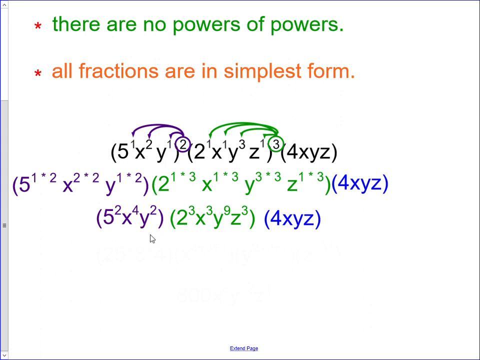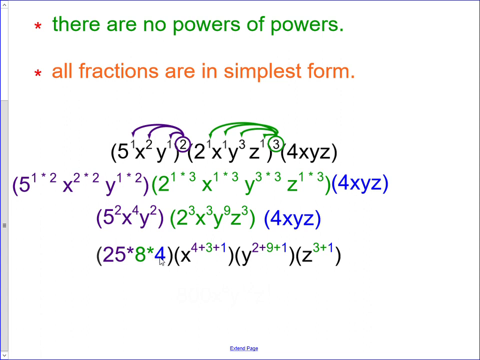Now this is basically multiplying powers, and we're going to look for same bases, so we're going to do some grouping. We're going to group the coefficients, and we're going to group the like variables together. Now we can go ahead and do a little simplifying before we do our next step. We know that 5 to the second power is 25. We know that 2 to the third power is 8. So in this next step, I can go ahead and say 25 times 8 times 4, so I've got my coefficients together.